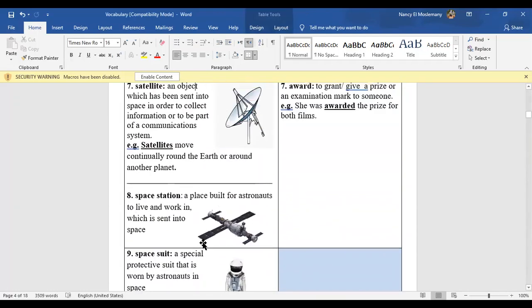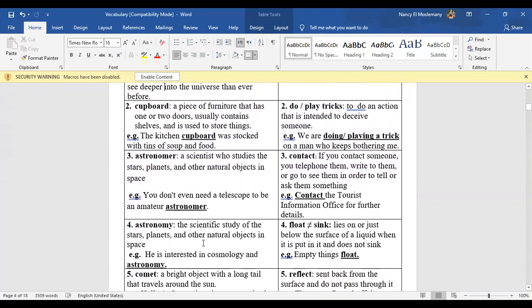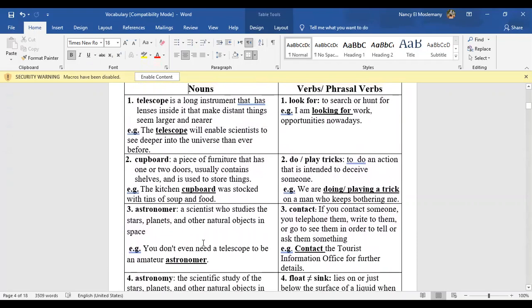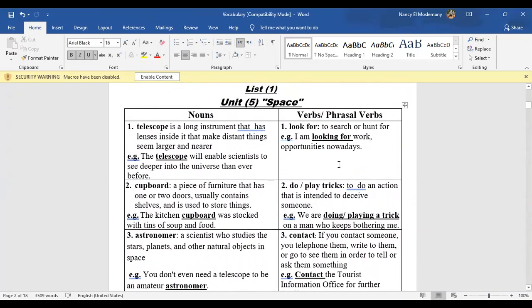Let's move to the verbs or the phrasal verbs. The first phrasal verb is look for. To look for something is to search for it. Do tricks or play tricks. It means to do an action to trick someone or to deceive someone, like the magic tricks, for example.